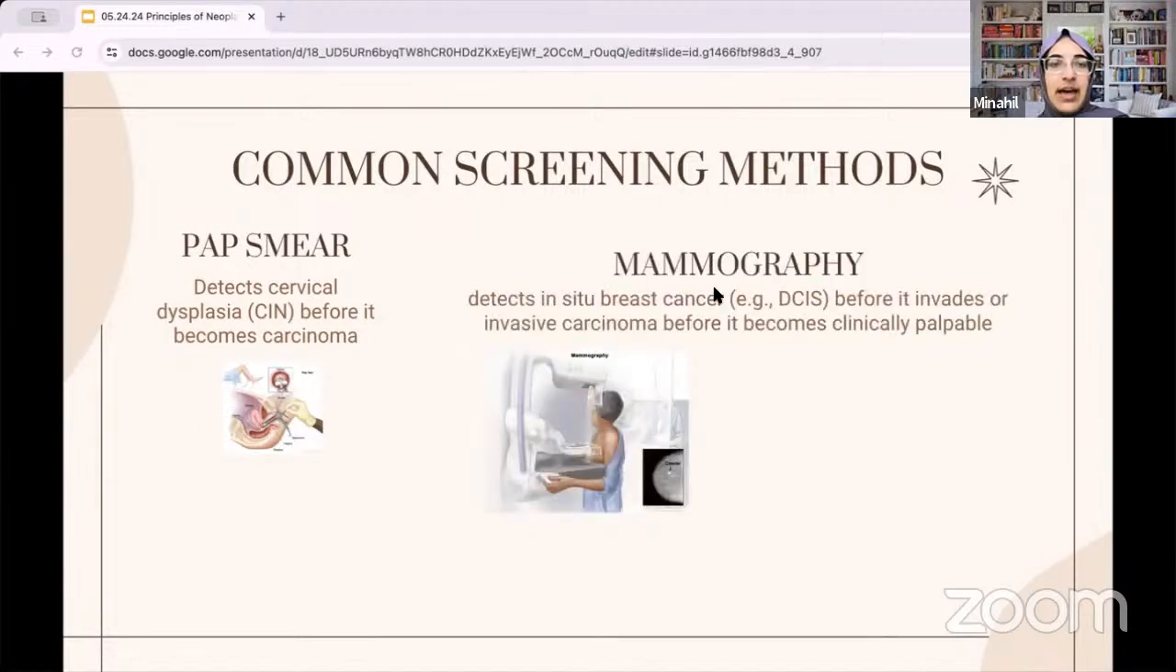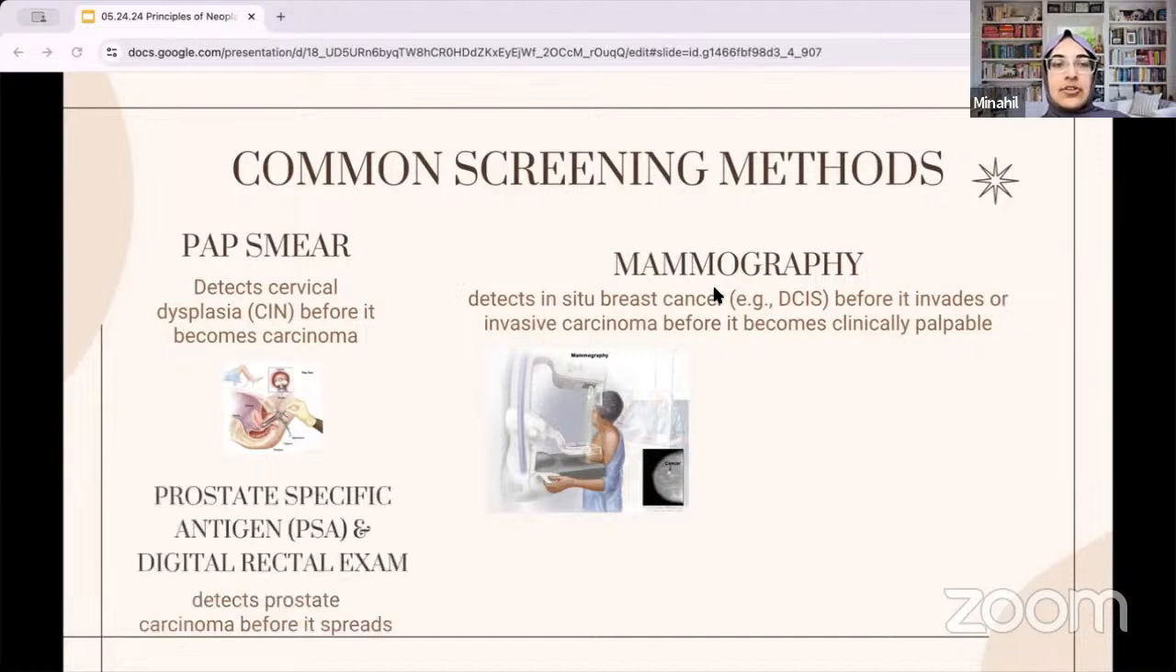And then there's mammography. This is a very common screening method that detects in situ breast cancer before it becomes invasive carcinoma, before it becomes clinically palpable. Then there's also a PSA, or prostate-specific antigen, and digital rectal exam to detect prostate carcinoma before it spreads.